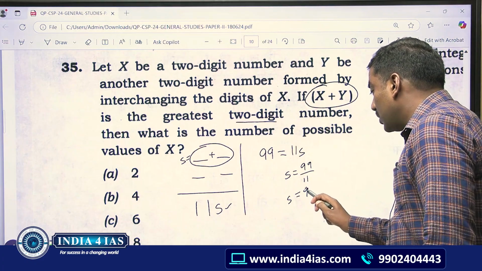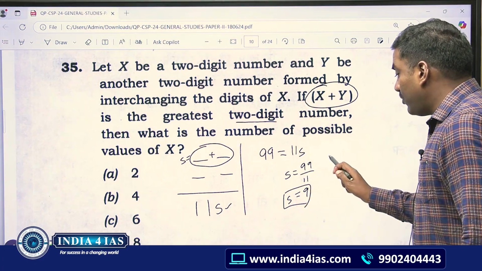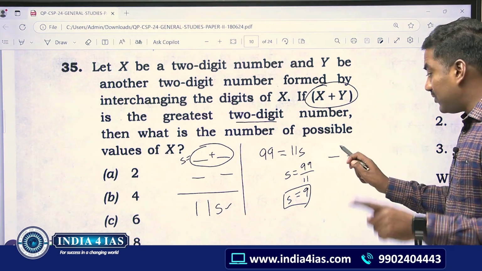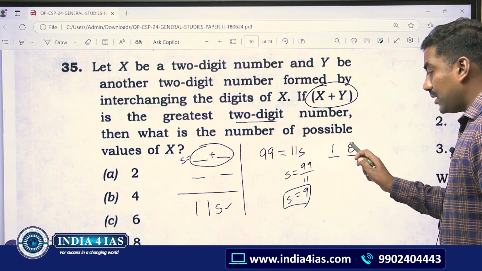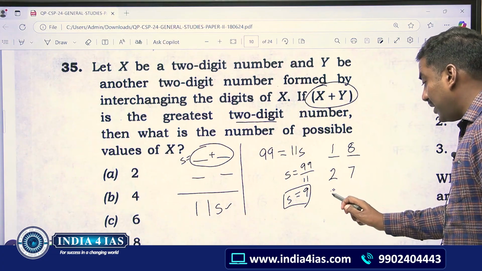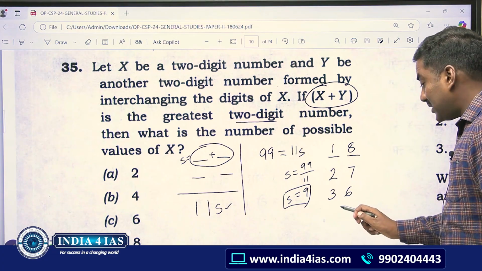That means S is equal to 9, whenever you take a number, their sum should be 9. So I'll start with 1. The other number is 8. I start with 2. Other number is 7. I start with 3. Other number is 6. I start with 4.